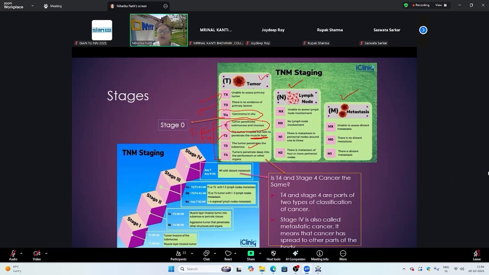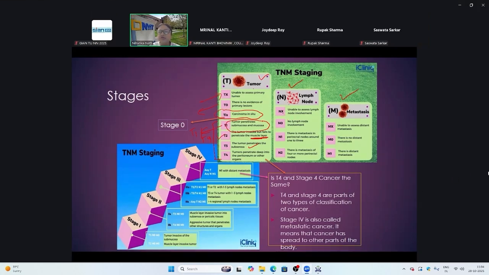For the lymph nodes, if you can't find out, you're not really sure, and you're unable to assess, then it's just an NX. But if none of the lymph nodes have been affected, how do you find that? You do that by little biopsies or by examining the lymph nodes and taking little aspirations from there to see if there's anything there. If the lymph node does not have any cancer cells, no abnormal looking cells, then that's fine. That's an N0.